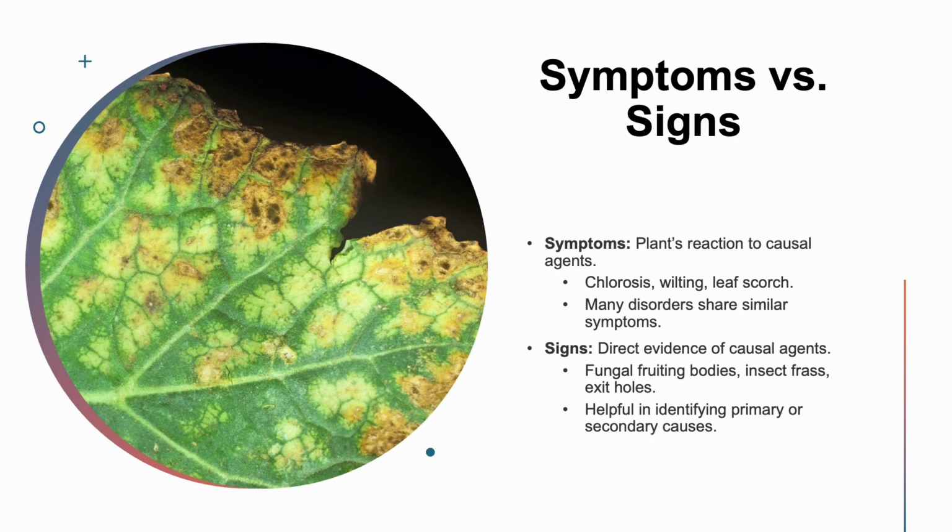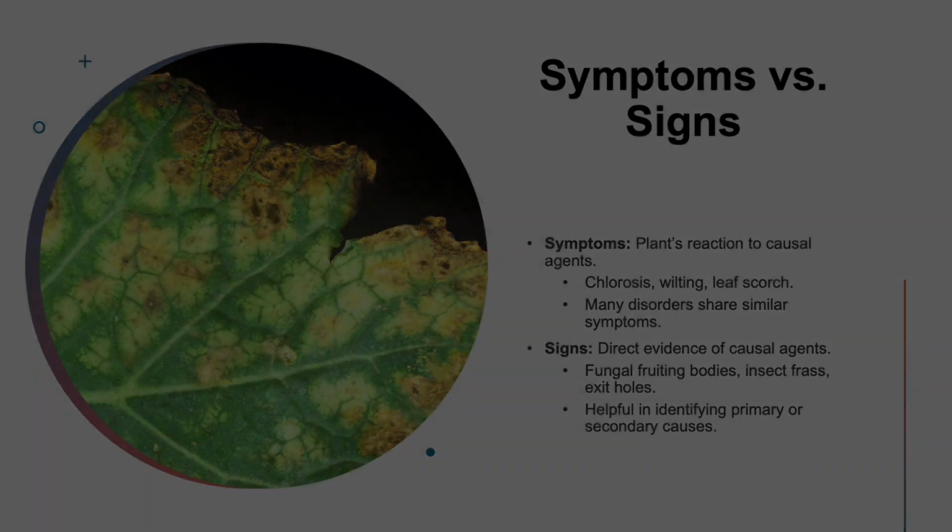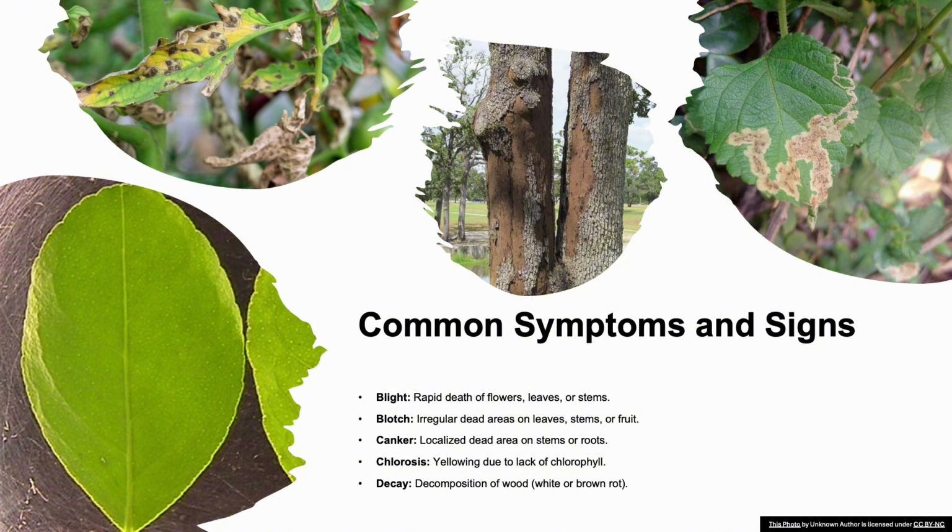It's important to learn the difference between symptoms and signs. Symptoms are the plant's response to the stress or damage, such as chlorosis or yellowing of the leaves, wilting, and leaf scorch. Many disorders share similar symptoms, complicating diagnosis. Signs are direct evidence of the causal agent, such as fungal fruiting bodies, insect frass, or exit holes. Identifying signs helps distinguish between primary and secondary causes. Recognizing symptoms and signs helps narrow down potential causes. We're going to go through some of the most common you may run into in the field.